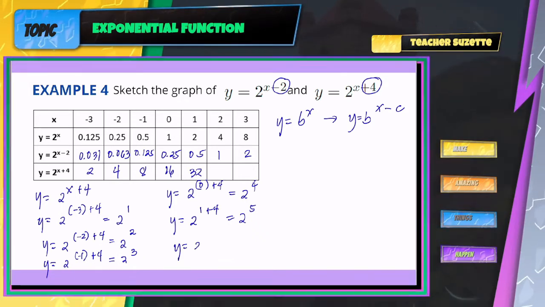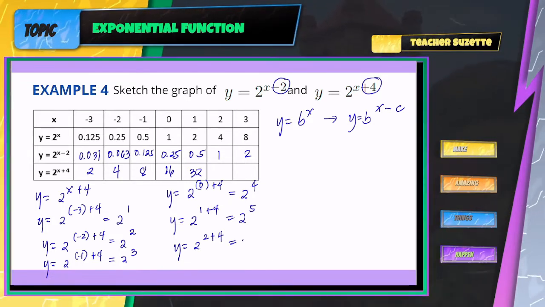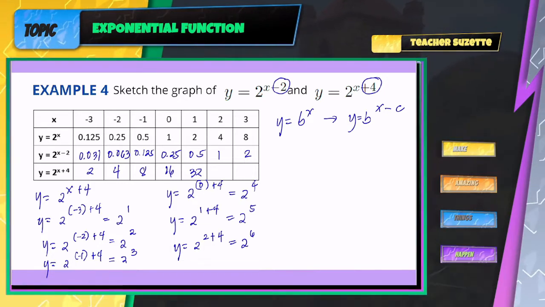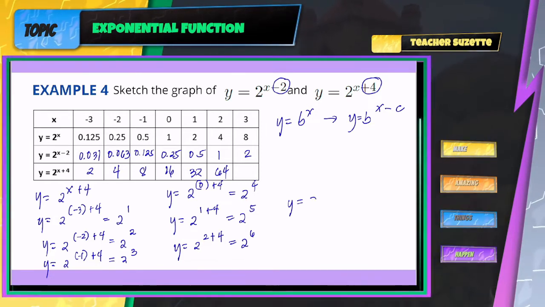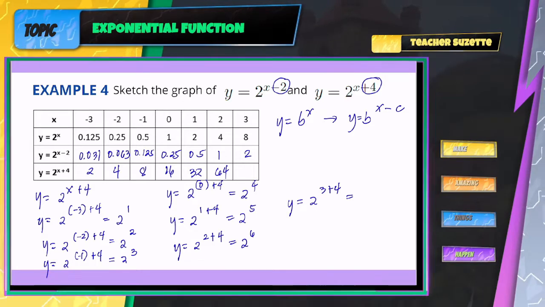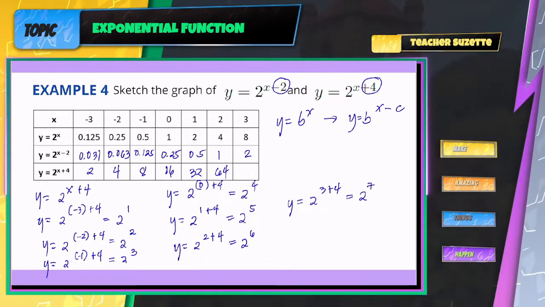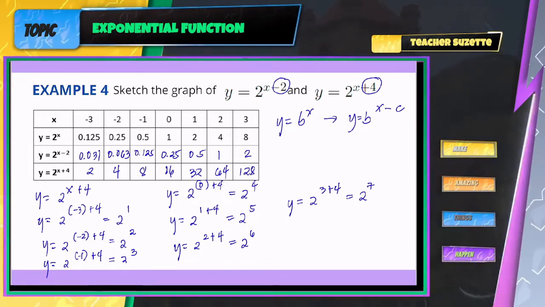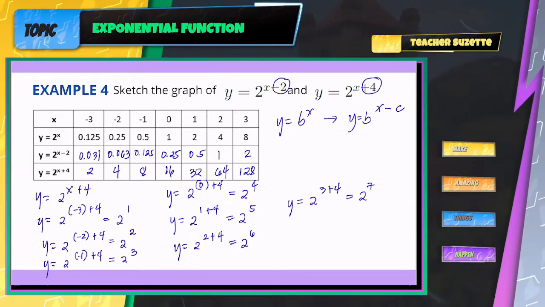Next, we have y is equal to 2 raised to 2 plus 4, which is equal to 2 raised to 6. And 2 raised to 6 is equal to 64. Lastly, we have y is equal to 2 raised to 3 plus 4. And that is equal to 2 raised to 7. 2 raised to 7 is equal to 128. So, ayan po, nakumpleto na natin yung ating y coordinates for each function.